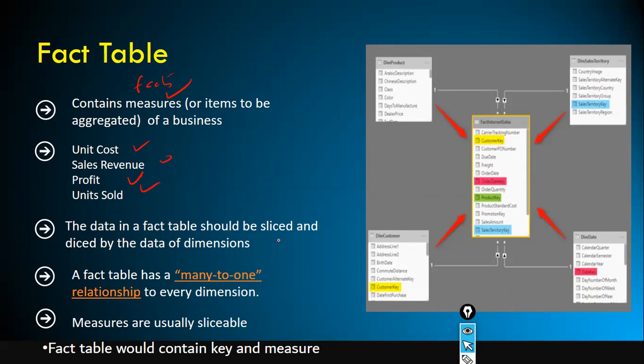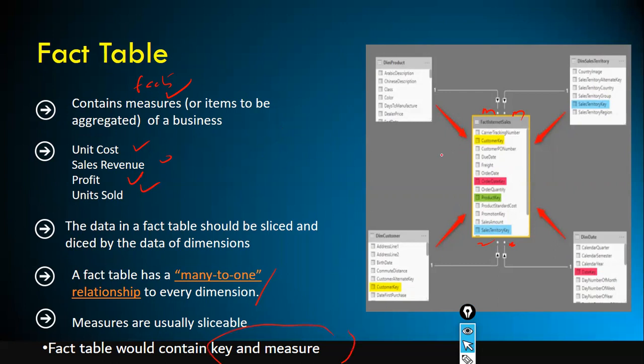The data in a fact table should be sliced and diced by the data of the dimension. The fact table has a many-to-one relationship to every dimension. Look here, many. So this is the one side, this is the many side. Measures are usually sliceable. In order to slice the measures, you need to have the relationship. So in simple terms, the fact table would contain keys and measures.